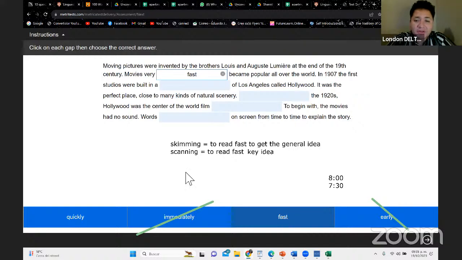Now, in this case, we're saying that something became popular, so nothing is moving here, right? The verb become is a stative verb, okay? So you have fast, a word for movement, with became, a stative verb that is not a movement, right? So you use quickly. "Quickly became popular" will be the best option in this case. Very quickly became more popular all over the world.